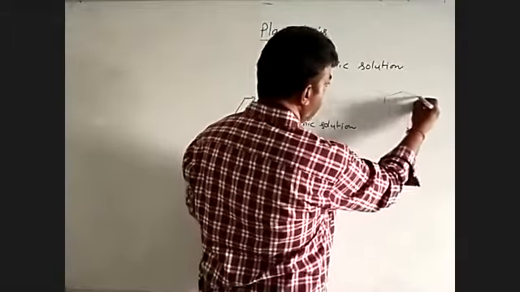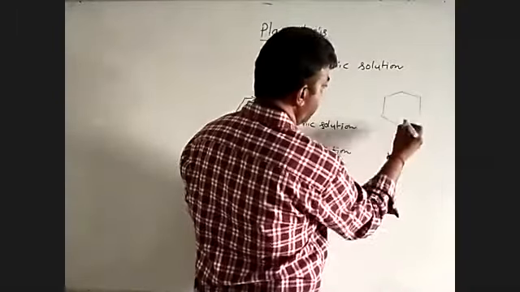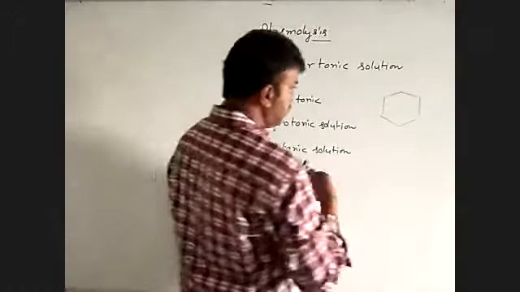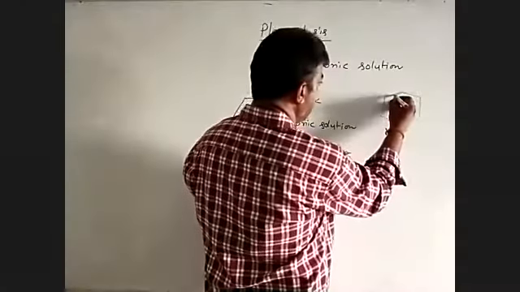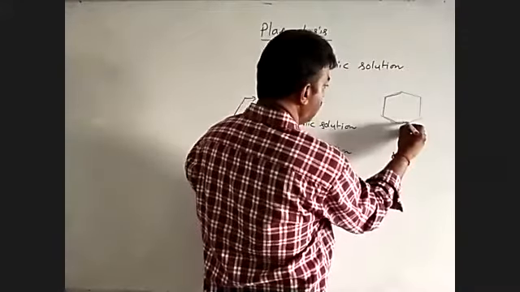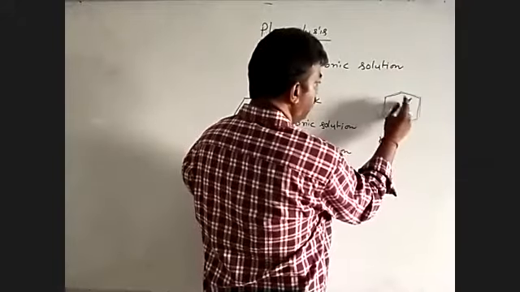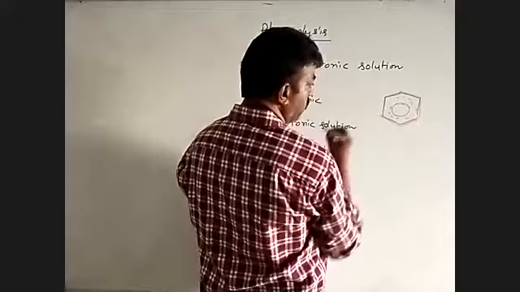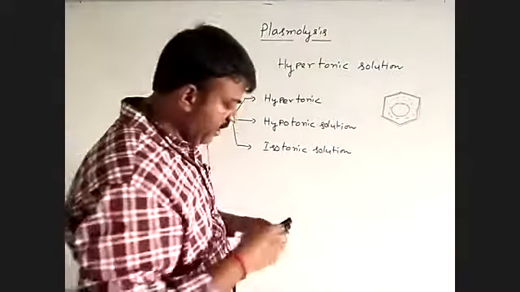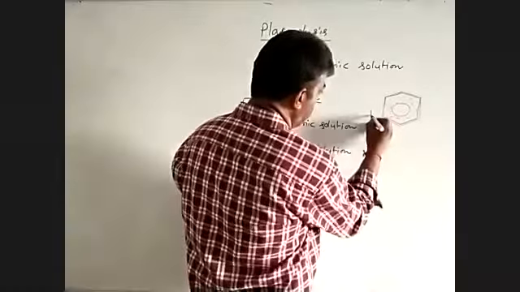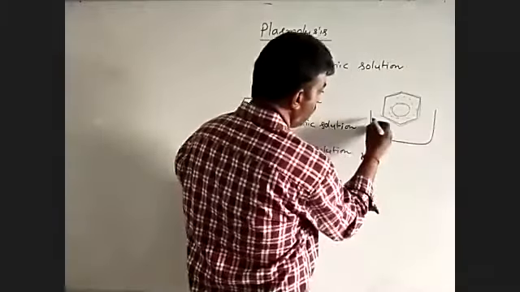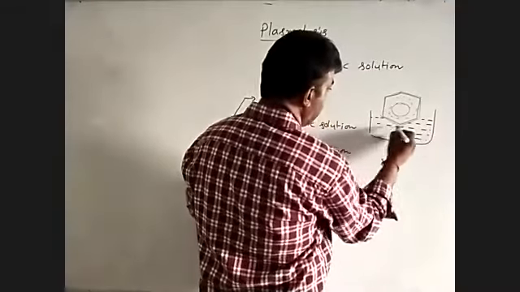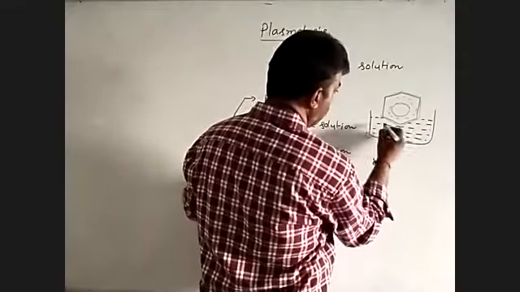this is the plant cell. Okay, cell wall, right? So this is the plasma membrane and protoplasm. So this is the protoplasm. Okay, this is the large vacuole. Okay, right. So this is the external solution, right? Not pure water, this is the external solution.